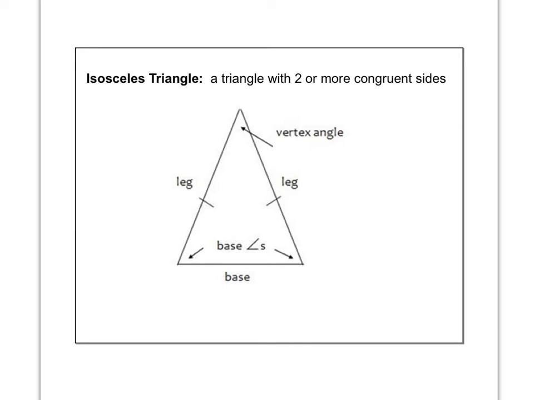The two congruent sides are called legs. And then the third side is called the base. And the angles that are down by the base are called the base angles. And the angle where the two congruent sides meet, that is called the vertex angle.